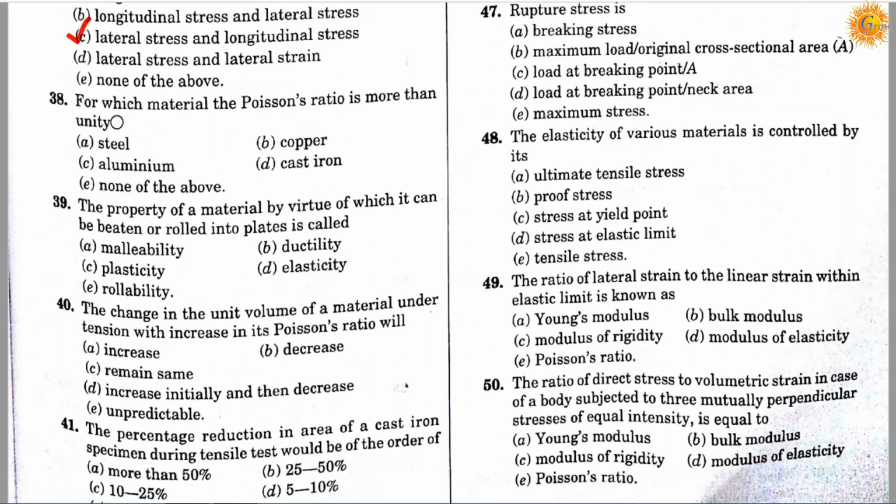Question number 38. For which material is the Poisson's ratio more than unity? Option A, steel; option B, copper; option C, aluminium; option D, cast iron; option E, none of the above. Correct answer is E. It's none of the above.